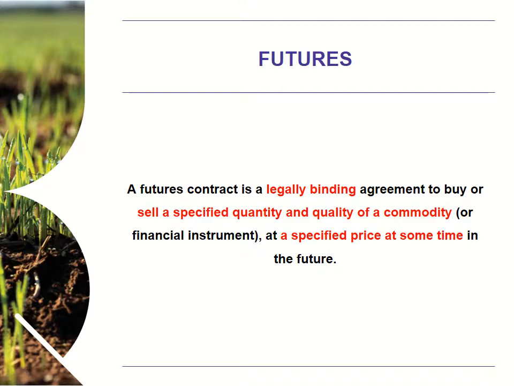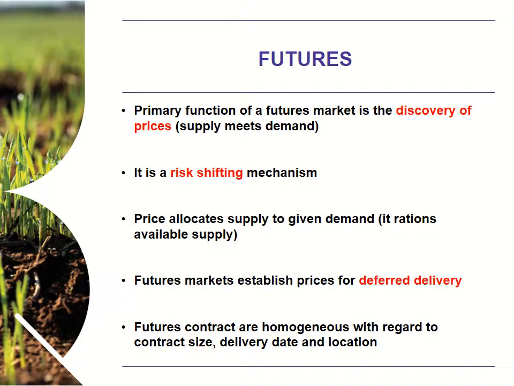All the specifications of the agreement are homogeneous. Now, the primary function of a futures contract is the discovery of price, where supply meets demand. It's also a risk shifting mechanism, from the speculators to the hedgers, and from the hedgers to the speculators. And it allocates supply to given demand. It basically rations available supply, and it establishes deferred delivery and deferred prices as well.